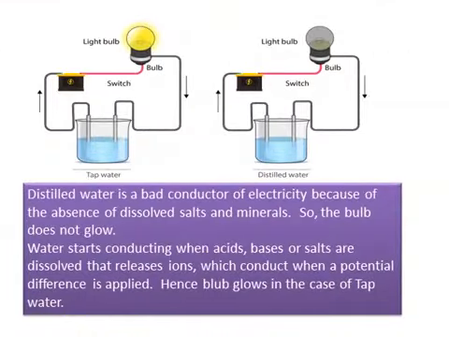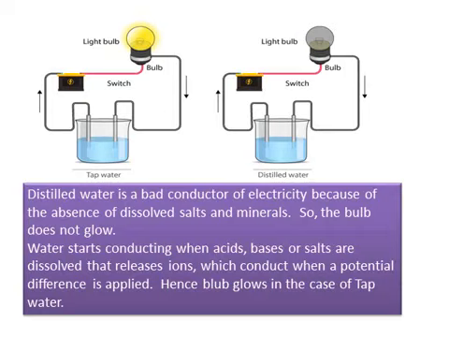Here is a tester for testing tap water and distilled water. So when tap water is taken first, you can see the illumination of the bulb. The bulb glows when connected to the circuit as shown in the figure. It means that the liquid is a conductor and makes the bulb glow.